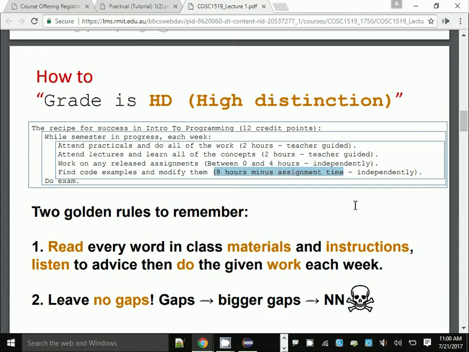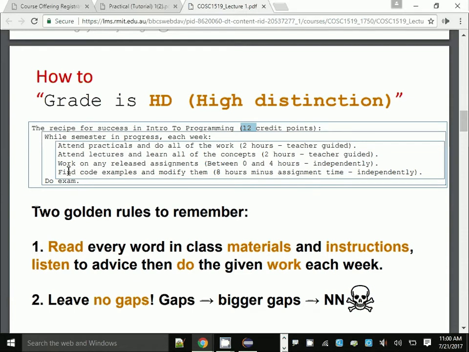If you spend 4 hours on the assignment, let's say you spend 8 hours minus 4. How many hours is that? 4 hours, right? So I said this 12 is a curious number. It's talking about credit points. It also happens to be the indicator of how many hours you should spend each week, on each subject, each course, right?